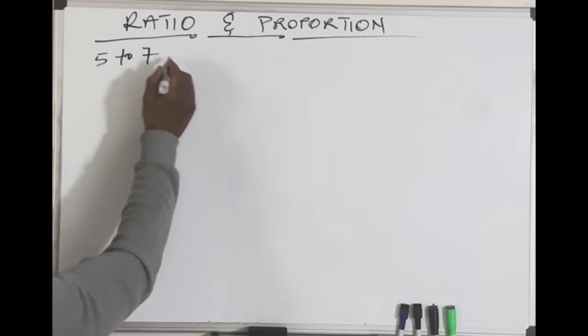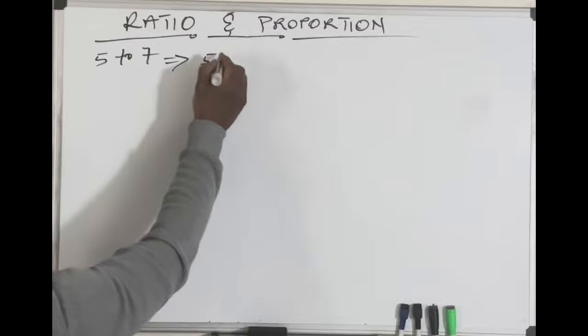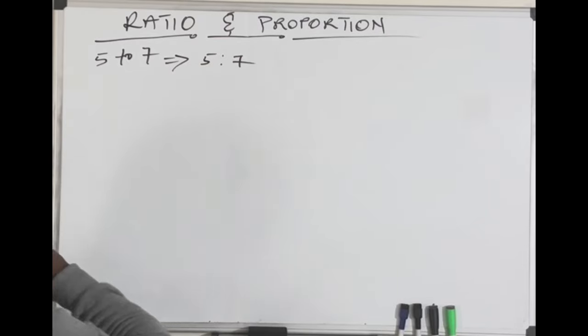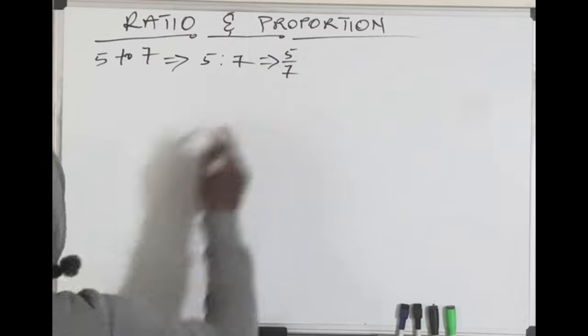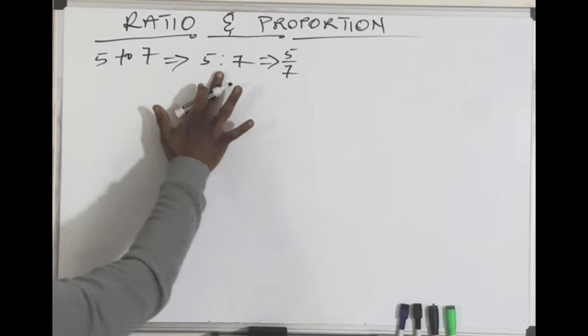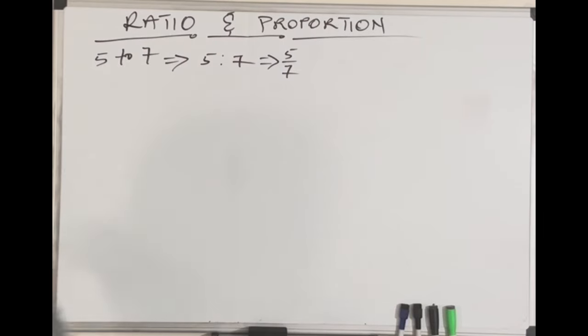5 to 7, or 5 over 7. Okay, this is the same as this. This is the same as this. So that's what we're saying.